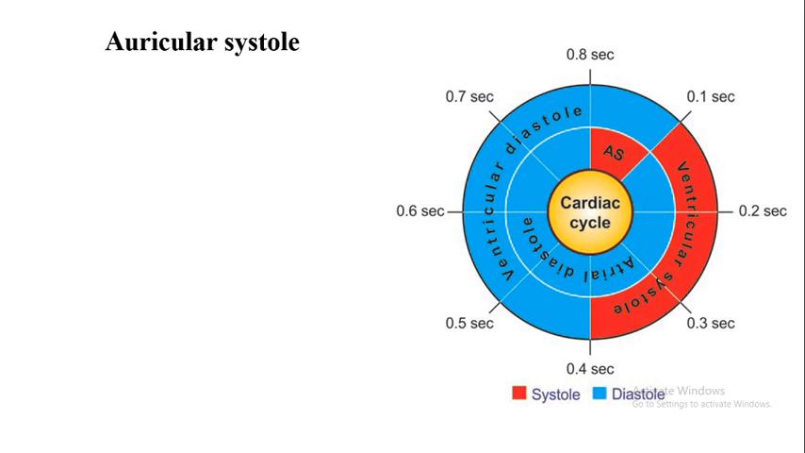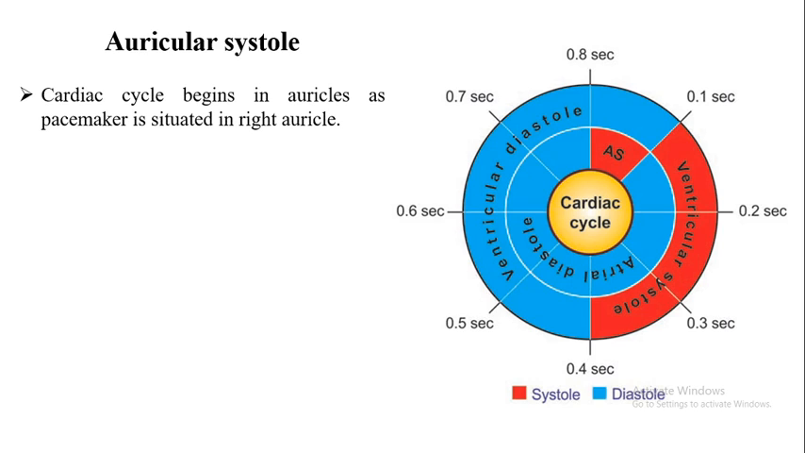Only when the auricles get filled with blood. Right auricle receives deoxygenated blood from the precaval and postcaval veins. At the same time, left auricle receives oxygenated blood coming from the pulmonary vein. The cardiac cycle starts with the auricle because the pacemaker is situated in the right auricle. SA node, pacemaker means SA node, which is situated in the wall of right auricle.